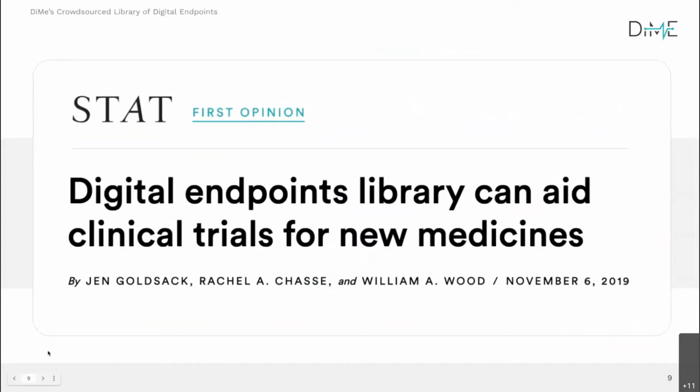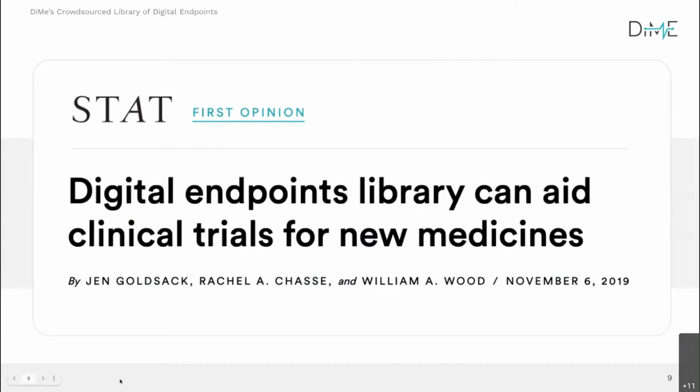We published a first opinion piece in Stat and really thought that this was a good amount of evidence that this field, while still quite green, was actually gaining traction, gaining trust of the pharmaceutical and other medical product development leaders.